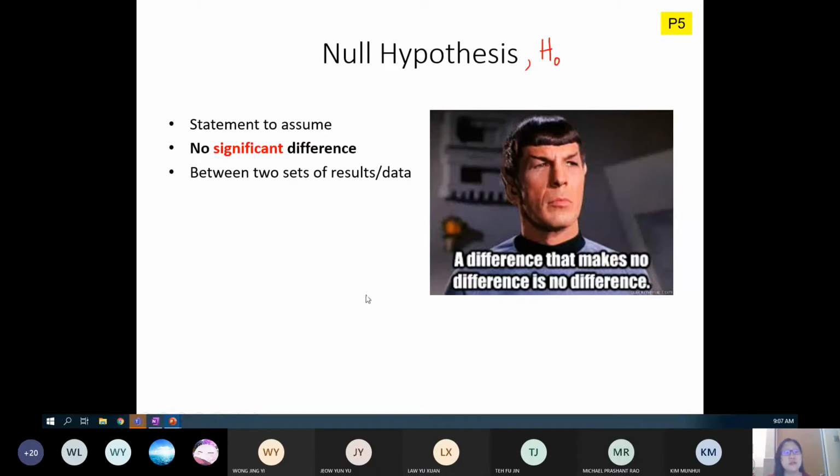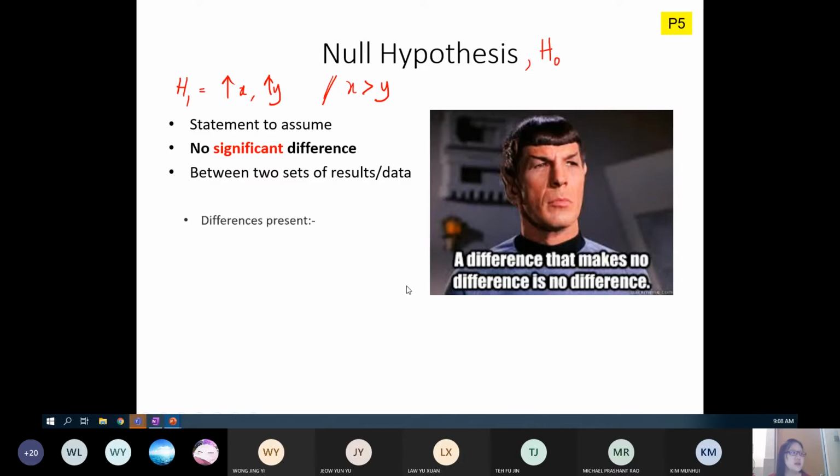Usually, think about our usual hypothesis. When X increases, this is a hypothesis. This is H1, a normal hypothesis. When X increases, Y increases. Yay! Right? There is a correlation. Or a hypothesis could be X is bigger than Y significantly, for example. But a null hypothesis is the reverse of that, right? It's completely opposite of that. It's saying that, hey, there is no significant difference between two sets of results and data.